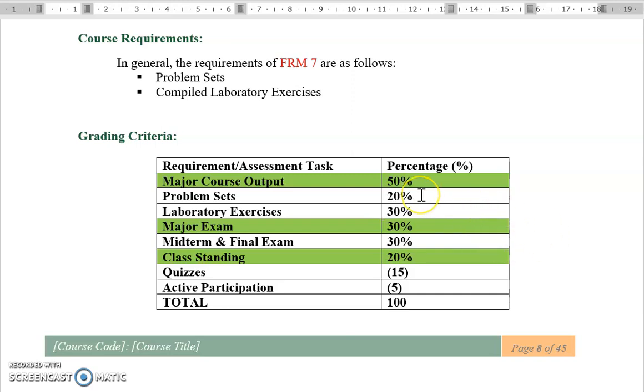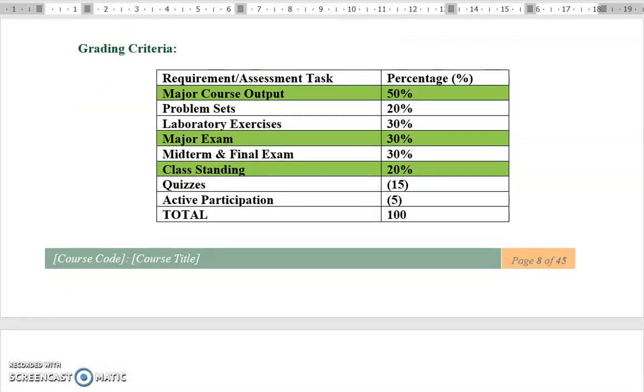Again, for this course, I will just be giving you problem sets, mga sets of problems. We have problem sets and of course laboratory exercises that you compiled for midterm and final exam. Okay, that's a total of 100%.